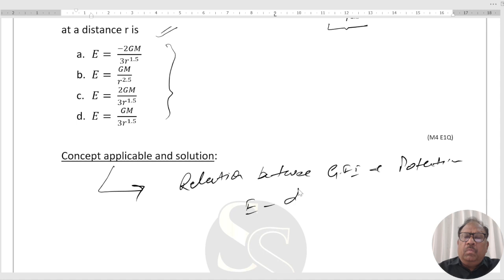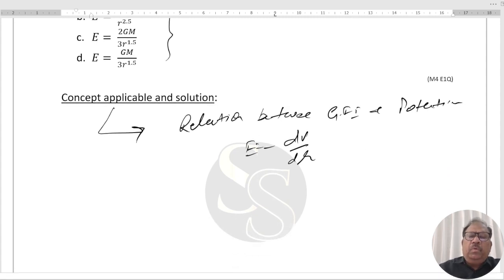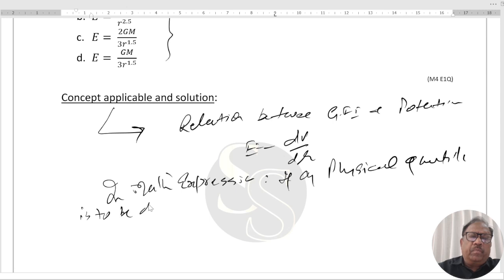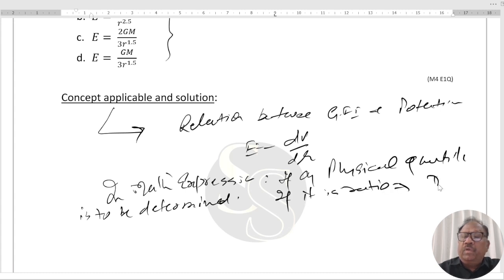E equal to minus dV by dr. Negative of the potential gradient, E equal to minus dV by dr. You know, in mathematical expression, if any physical quantity is to be determined, if it is ratio, differentiation, if it is product, integration.